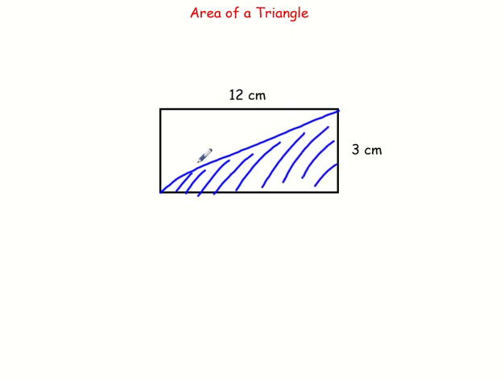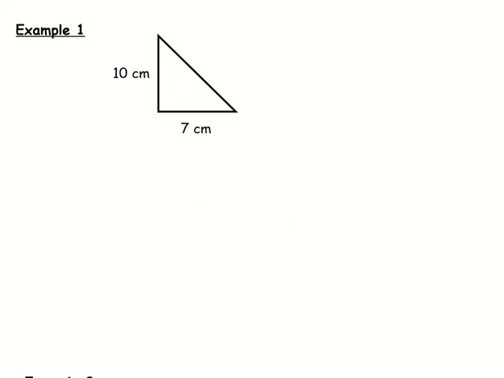So if we know the area of the rectangle is length times breadth, then the area of a triangle is just going to be half of that, because you can see the triangle is half of the rectangle. So we just divide it by 2, and that gives us the area of our triangle. I'll put area tri. So area of a triangle is length times breadth, but then divided by 2. We'll do a few examples on this, and we'll see how we go on.